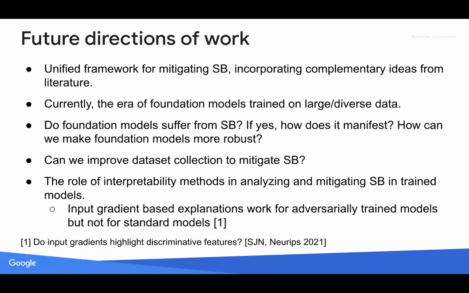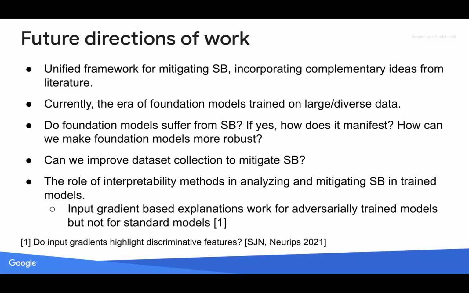Looking at future directions of work, in addition to our work, there also have been quite a few other works which try to mitigate simplicity bias by training diverse networks and so on. So coming up with a unified framework for mitigating simplicity bias, which encapsulates all these different ideas that people have come up with, would be a very interesting line of work. And I would hope that something like this can make a substantial further improvement on out of distribution robustness on some of these benchmark data sets.